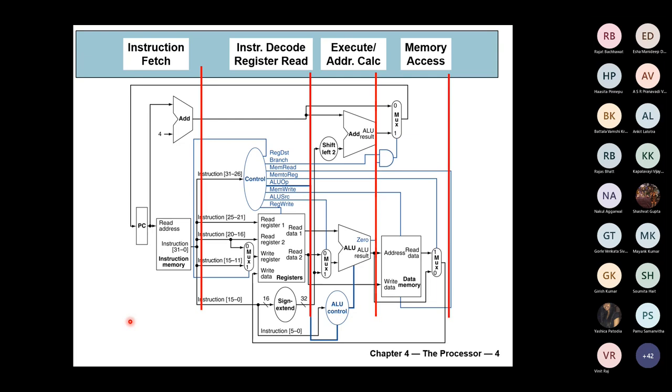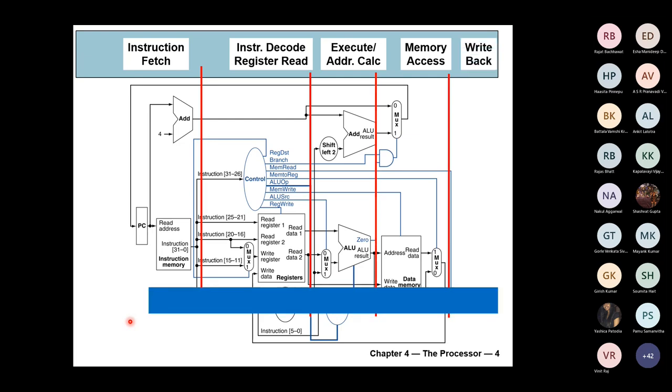Then you have memory access. You have data memory. You access that, and finally write back the information to the register file here. So this is the 5-stage. The 5 basic steps in every MIPS instruction: instruction fetch, decode, register read, execute, memory, and write back.